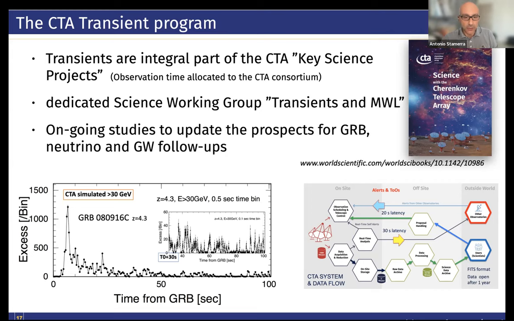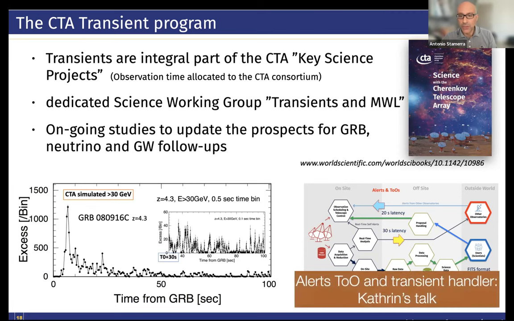Here on the top left, you see an example of a GRB at high redshift. This is difficult for Cherenkov telescopes because of the absorption that I mentioned at the very beginning, which reduces the flux. But thanks to the low energy threshold we can go up to high redshift. All this is possible thanks to the interaction, technically speaking, with the external observatories, to get their alerts and send our alerts to them. All of this will be explained in more detail by Catherine in the second talk after mine.